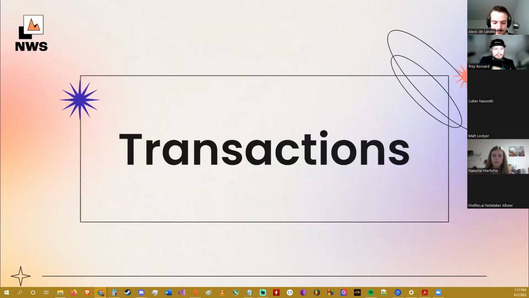All right, so that takes us into the transactions section of the presentation. Got a good idea about how accounts work on Near. Now we're going to talk about some of the nuances of transactions in the Near ecosystem.